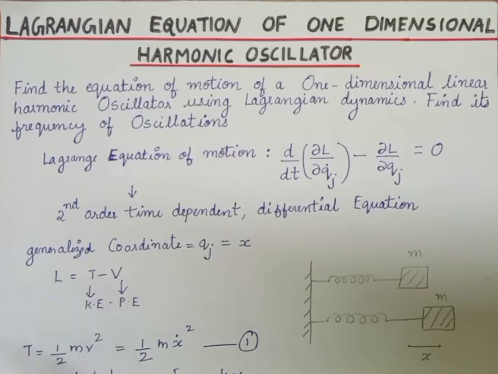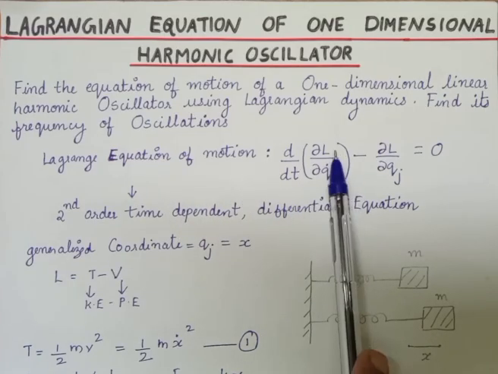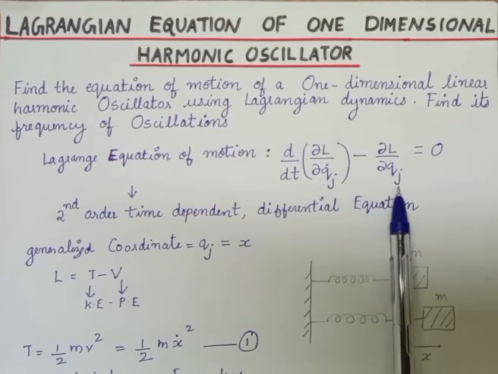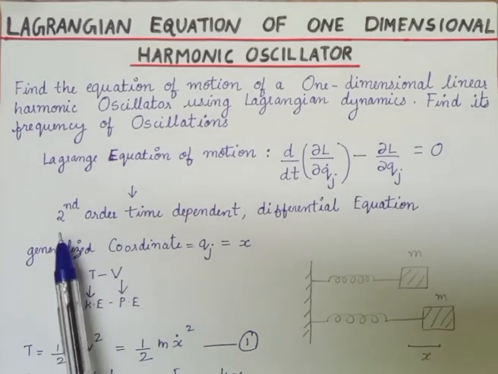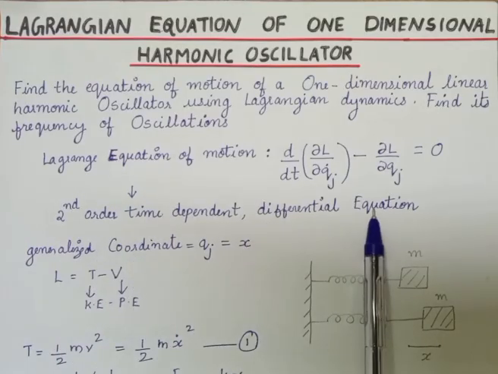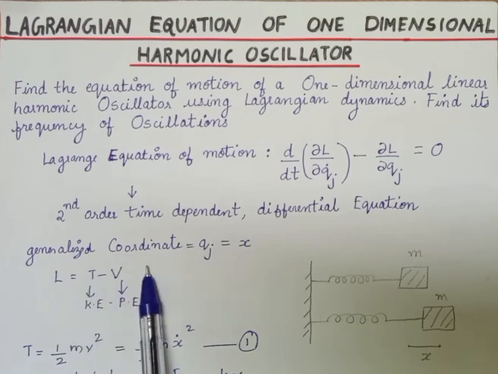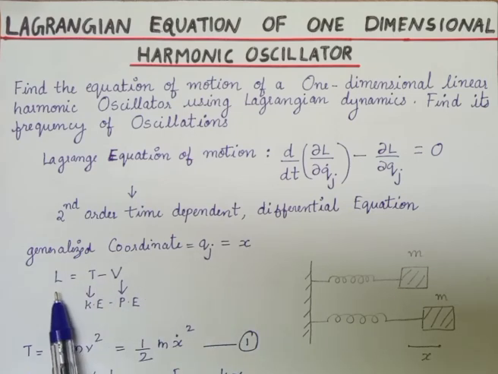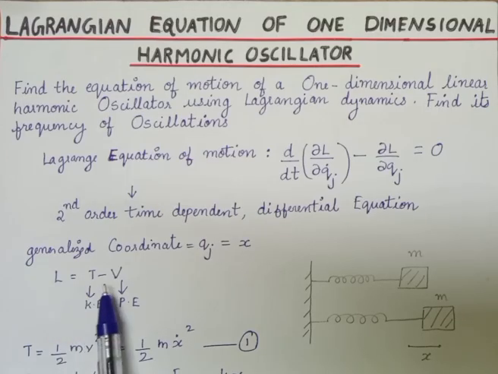The Lagrange equation of motion can be written as d by dt of ∂L by ∂Qj dot minus ∂L by ∂Qj equal to 0, and this is a second order time dependent differential equation. The generalized coordinate Qj equals x, and the Lagrange function L equals T minus V, that is, kinetic energy minus potential energy.